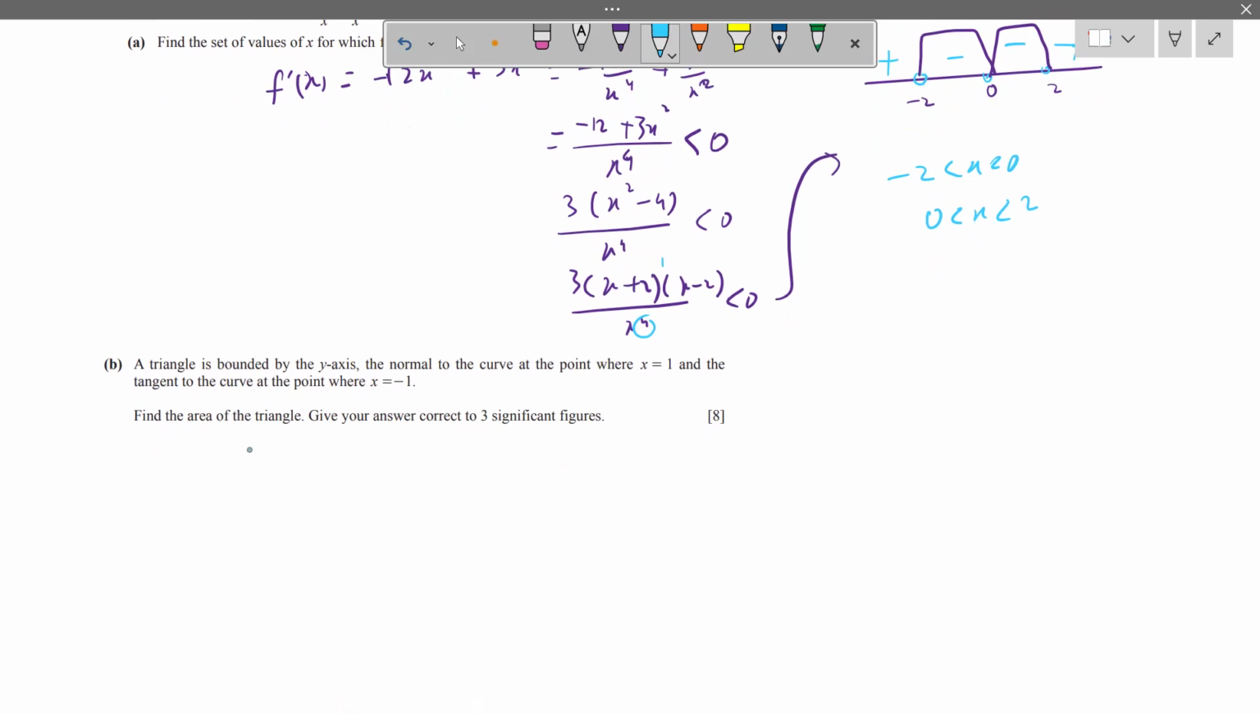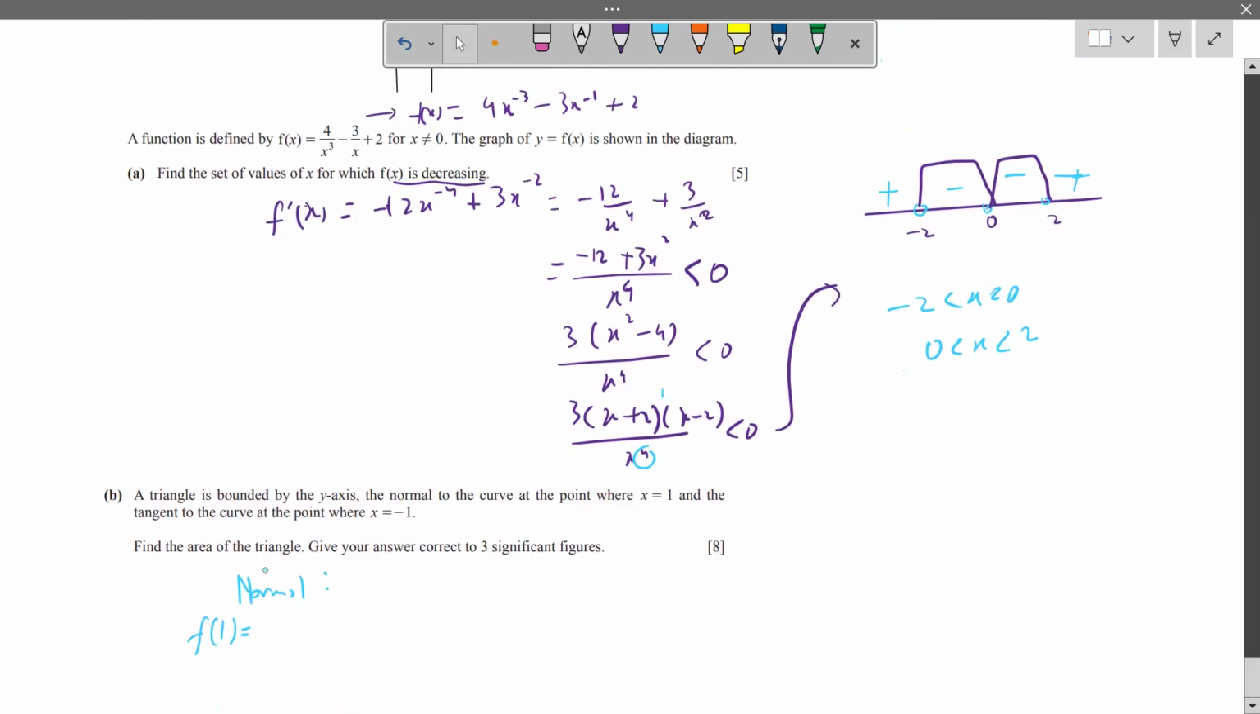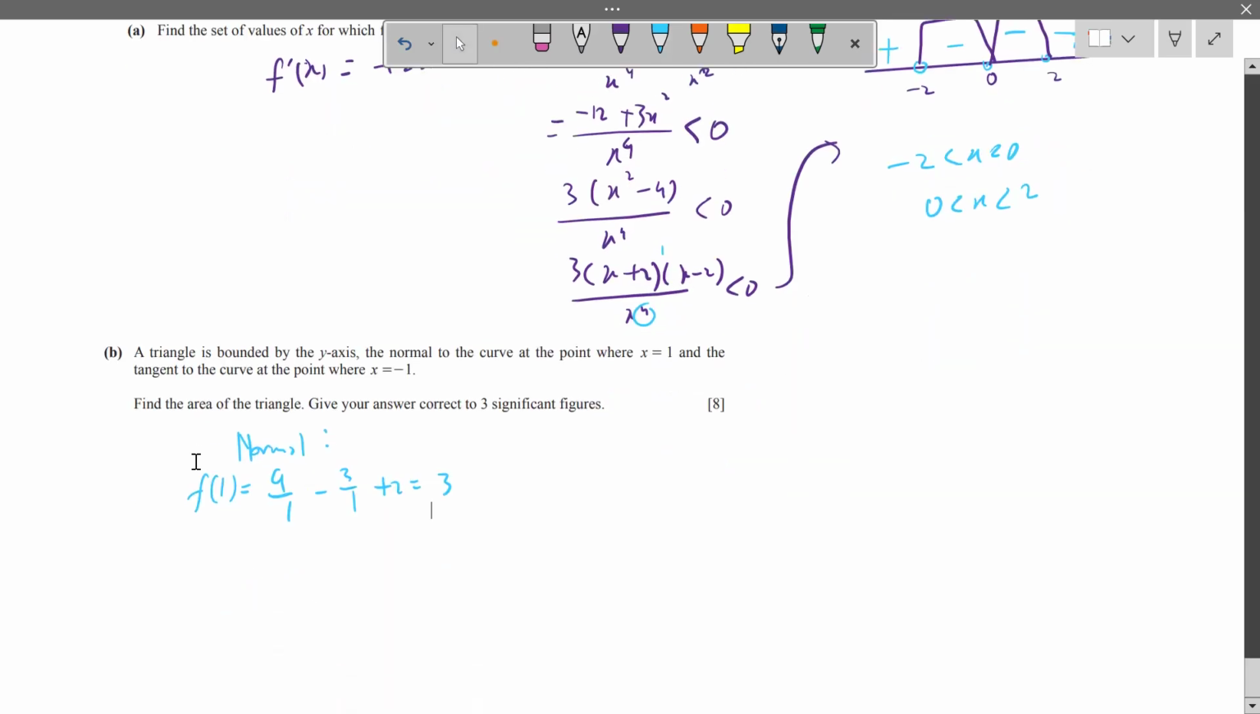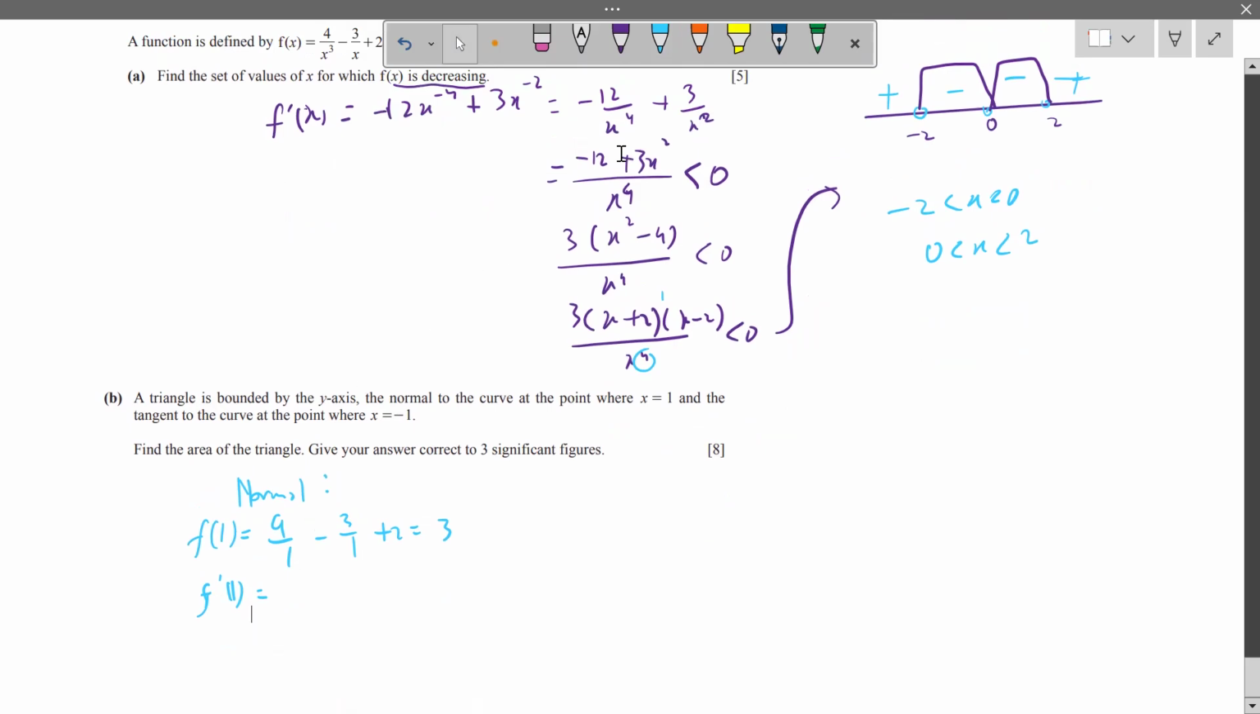So for the normal, now if x is equal to 1, that means f of 1 is equal to 4 over 1 minus 3 over 1 plus 2, which is 3. What about f prime? We know that f prime is already here, which is minus 12 over 1 plus 3 over 1. So that's negative 9.